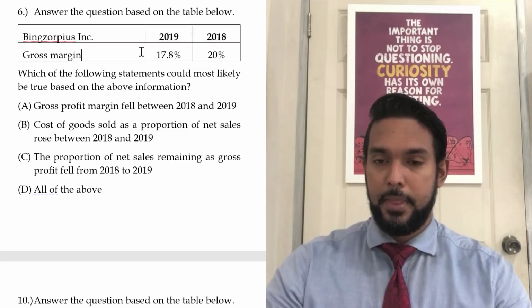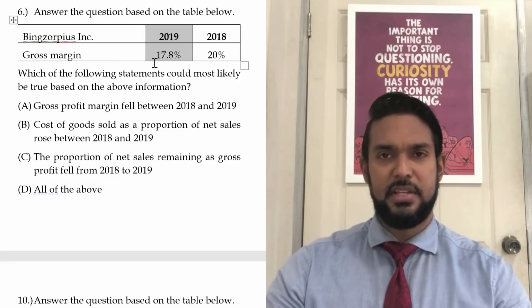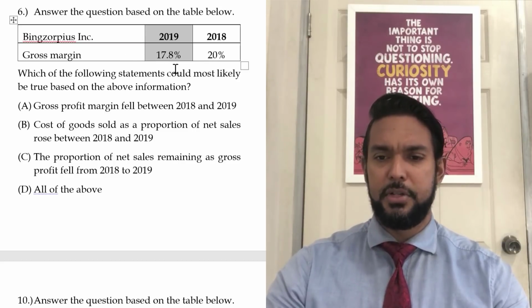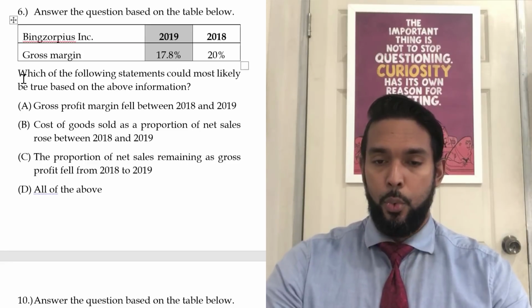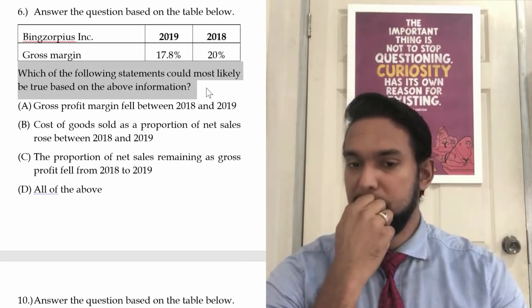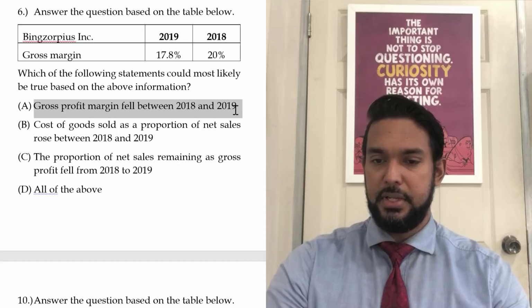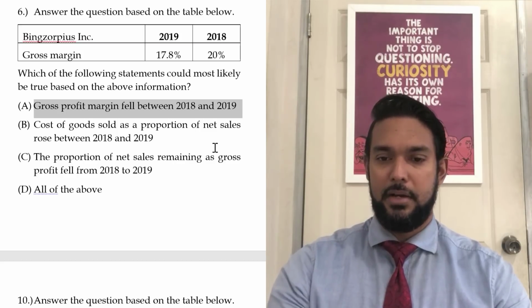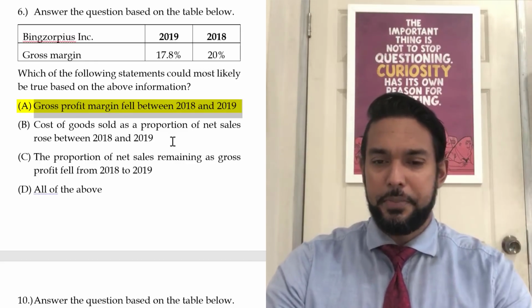So gross margin. It looks like 2018's gross margin was 20%. 2019 was 17.8. So the gross margin went down. Okay, so which of the following statements could most likely be true based on the above information? It says gross profit margin fell between 2018 and 2019. Yeah, well, that was easy. Let's just take a look at the others, right?